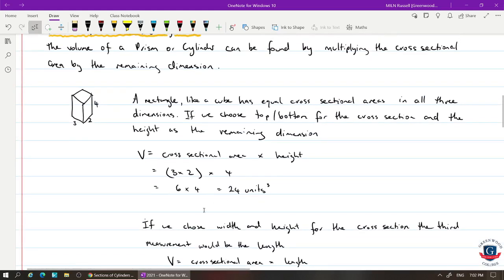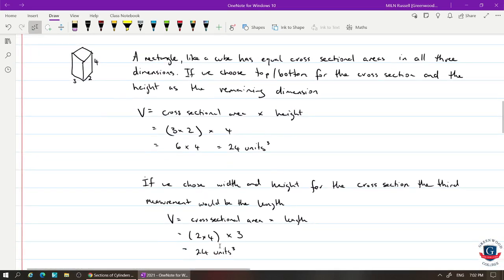Now, if we'd chosen the width and height, so we'd be cutting that way into the shape, these two dimensions have already been used, so we'll use the third dimension to work out the volume. So 2 times 4 would give me 8, that'll give me the cross-sectional area, and then times 3 to give me the third dimension. In this case, it would be 2 times 4 is 8, times 3 is 24. 8 times 3 is 24. All's good.